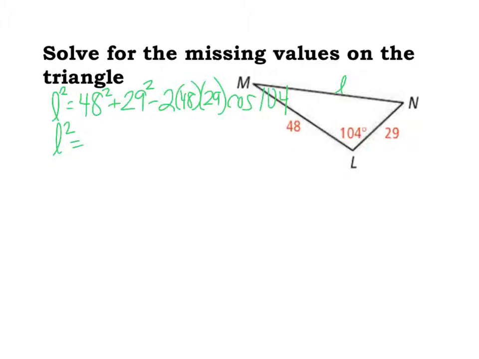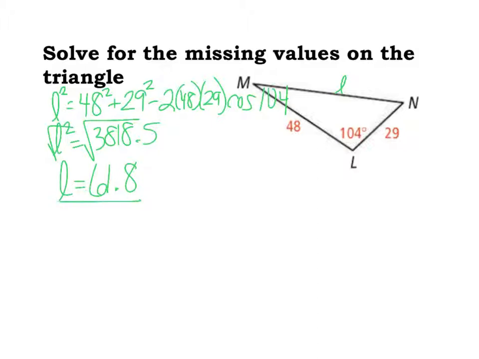Okay, and L squared is equal to 3818.5. Now that's L squared, so I will square root both sides. So to square root that number, for me, I do square root, and then I do second answer, so I don't have to retype that number in. I hope you're getting the hang of using that button, because it saves you lots of time of typing stuff. All right, now I have that side length. It's 61.8.